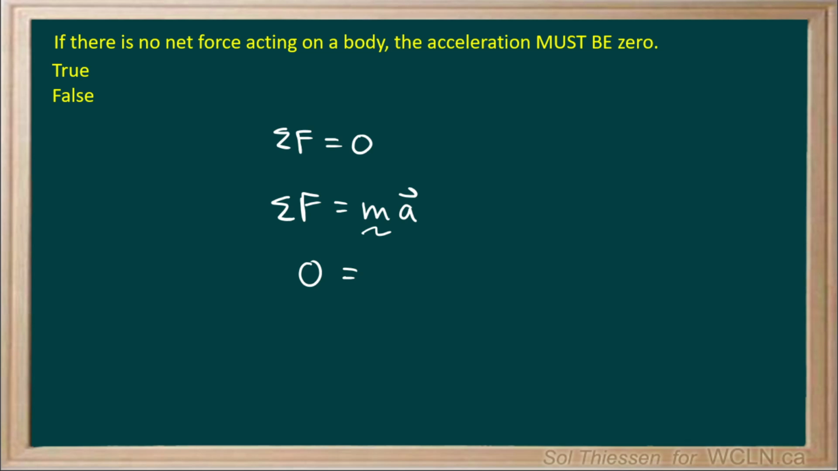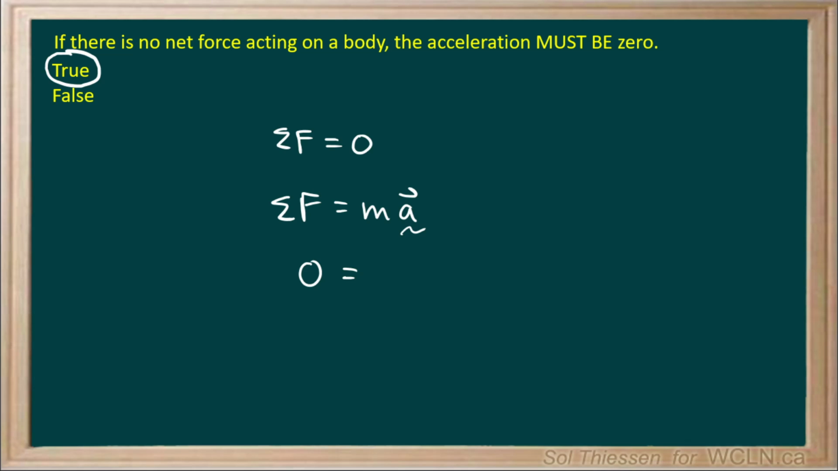And if we're talking about a body or an object that is assumed to have a non-zero mass, which is almost everything that you could think of, the only way that the net force on the object could be 0 is if the object is not accelerating. So the net force being 0 implies that the acceleration must also be 0. So that is true.